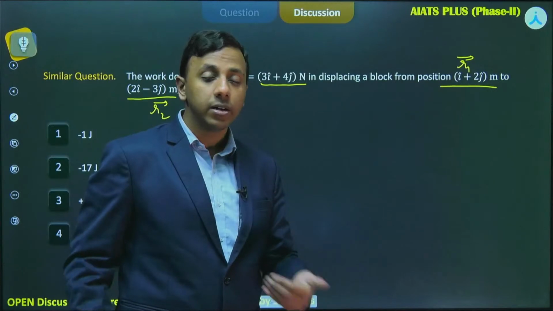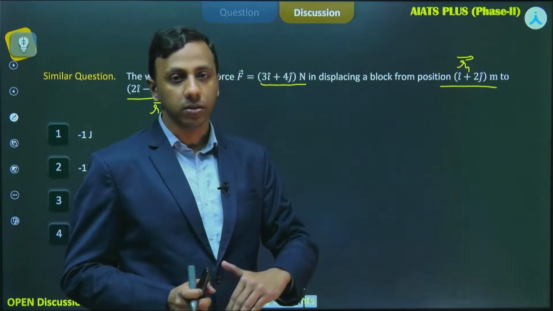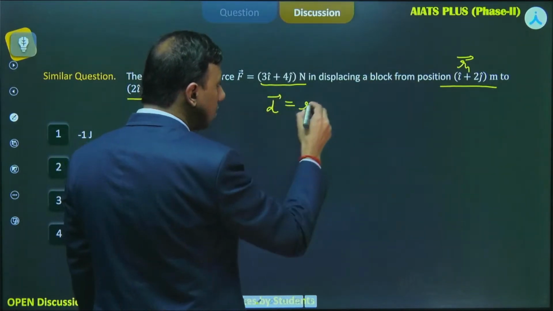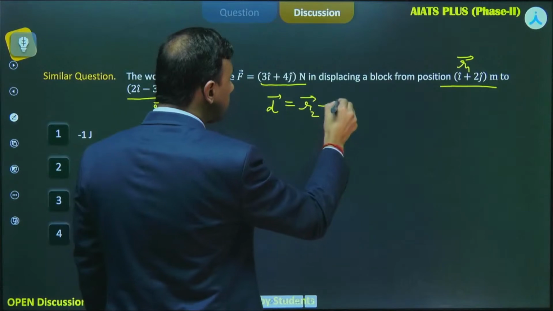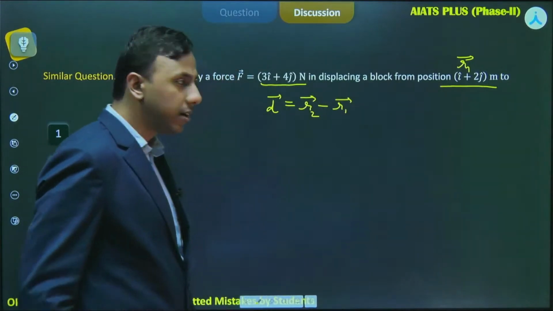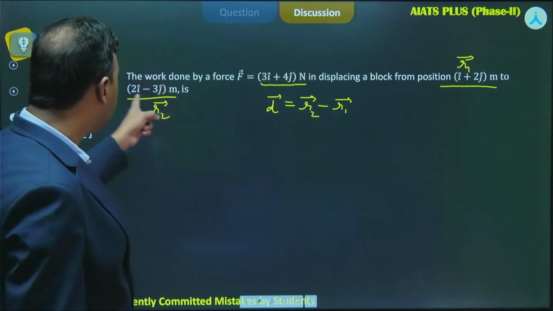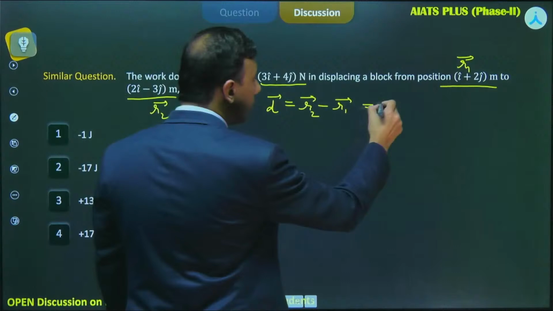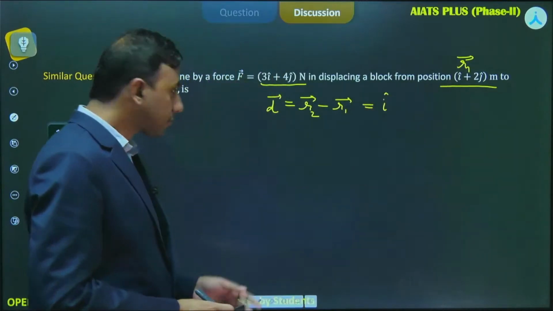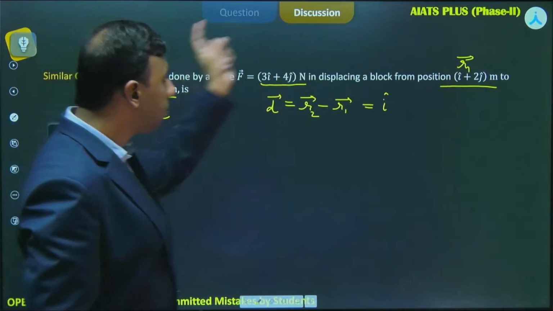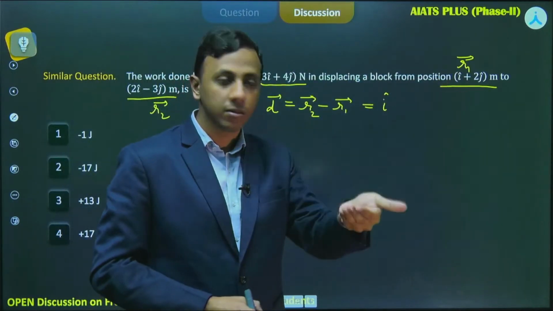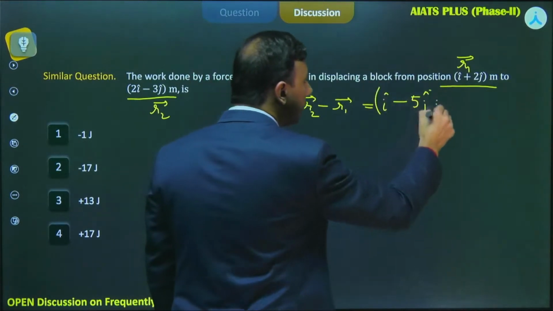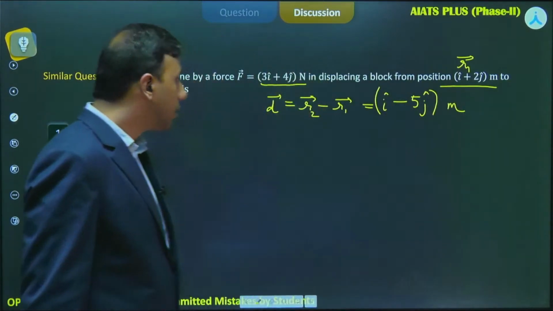How will we find the displacement? Displacement would be final minus initial, right? So displacement d would be nothing but final minus initial. You just have to subtract them. See here, 2 i cap minus i cap becomes i cap only. Then minus 3 j cap minus 2 j cap becomes minus 5 j cap. So minus 5 j cap. And what will be the unit? It is in meter, right?